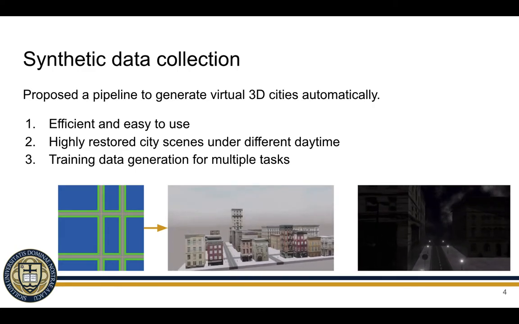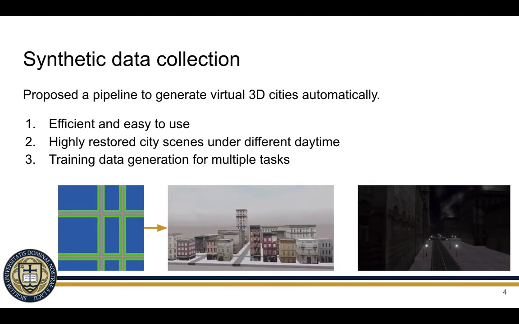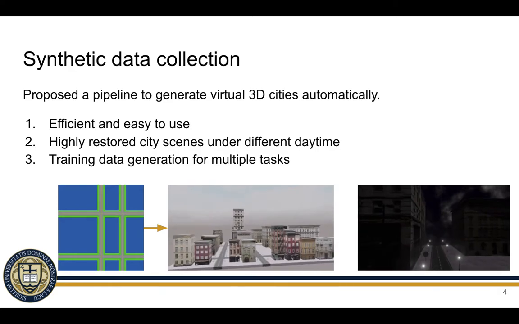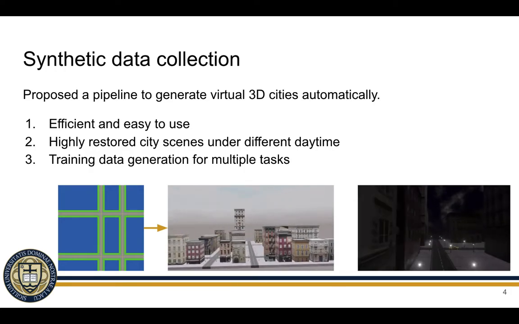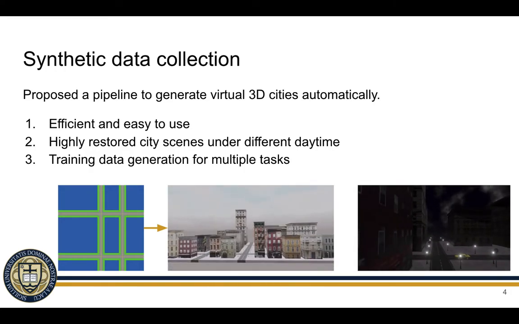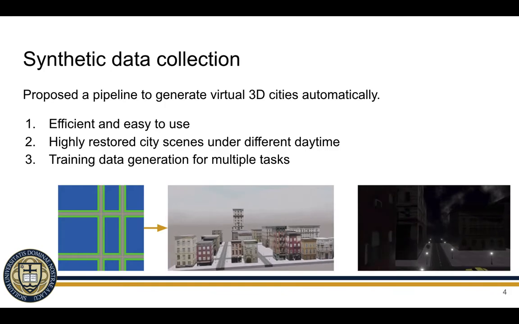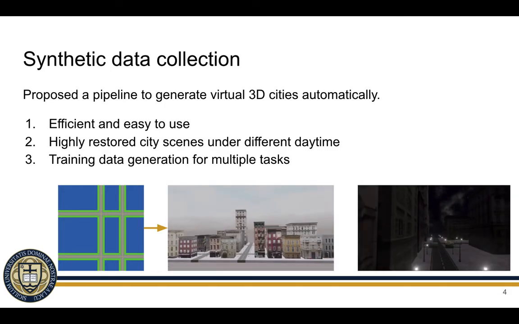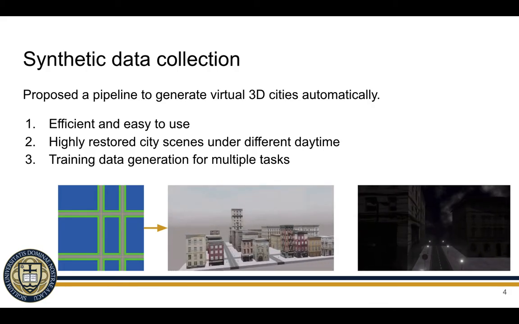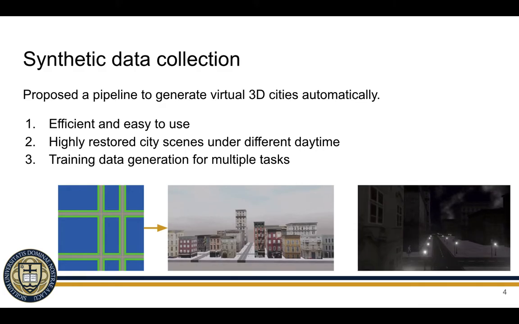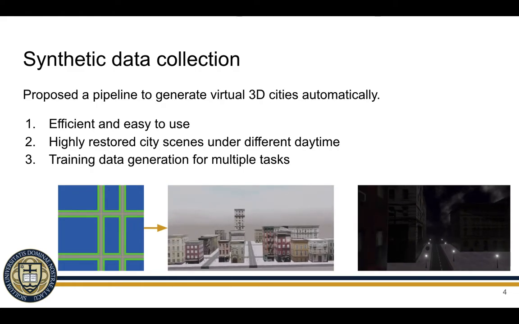Therefore, in this work, we proposed a pipeline to automatically generate virtual 3D cities for synthetic data collection related to city scenes. It's highly efficient and easy to use. The input is just an image sketch with color blocks. The pipeline then generates outputs of 3D city objects ready to render. The objects are assigned with high-quality textures, which can create highly restored city scenes. With the help of 3D render engines, we can simulate the city scenes under different daytime. Finally, the output 3D city models can be used to generate training data for multiple tasks depending on the needs.